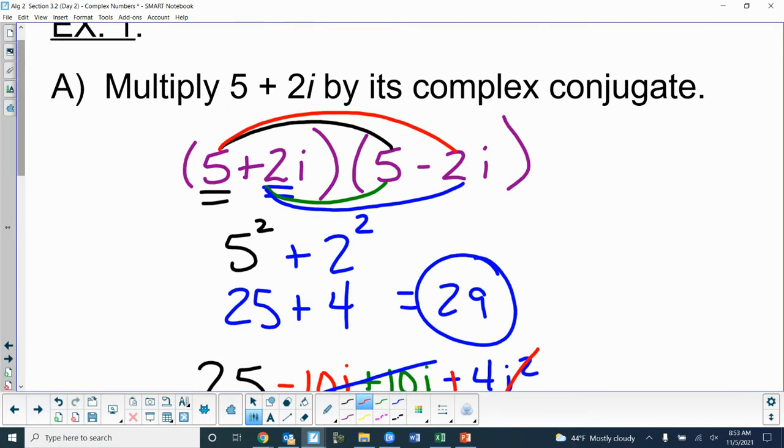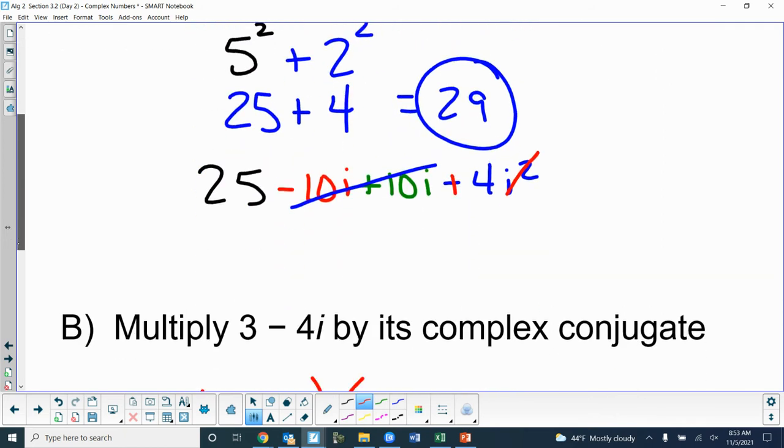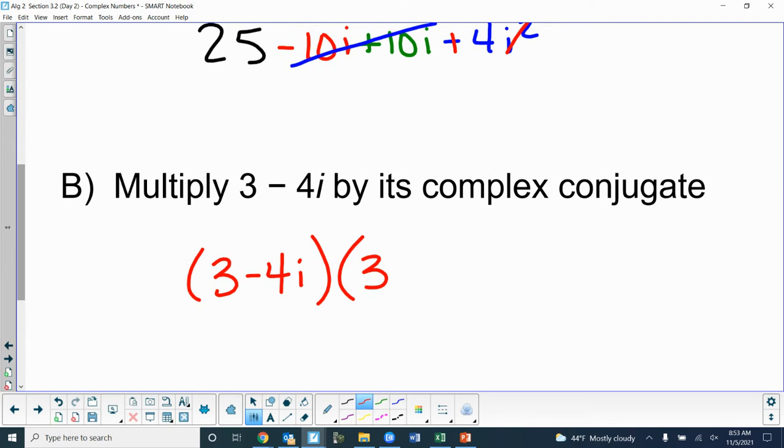Conjugate. They give us 5 plus 2i, the other one is 5 minus 2i. So if you're given 3 minus 4i, what's the other one? Yeah, 3 plus 4i.